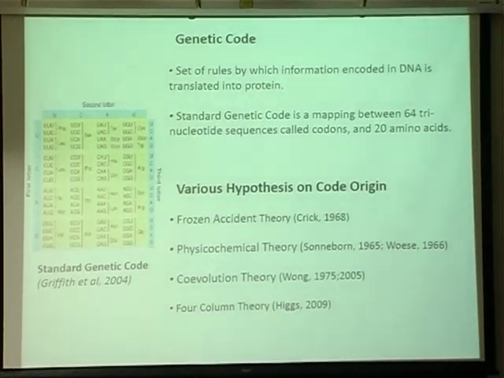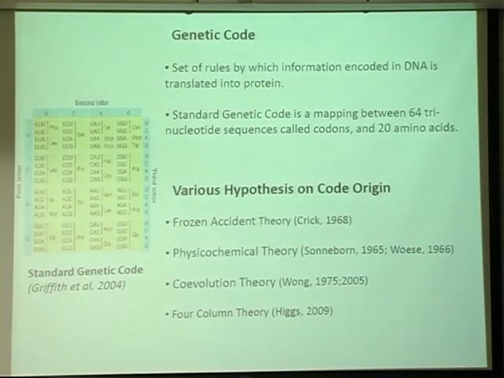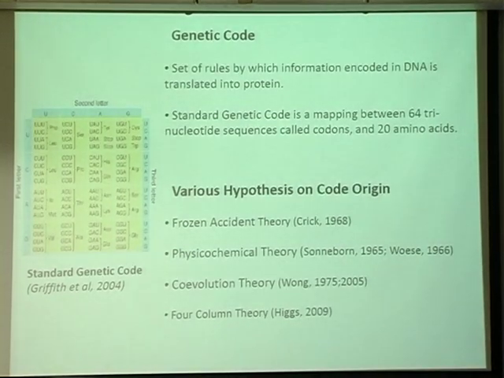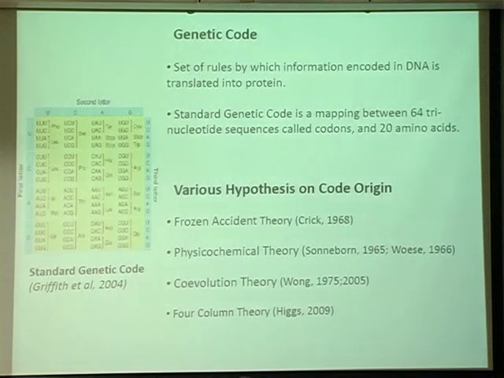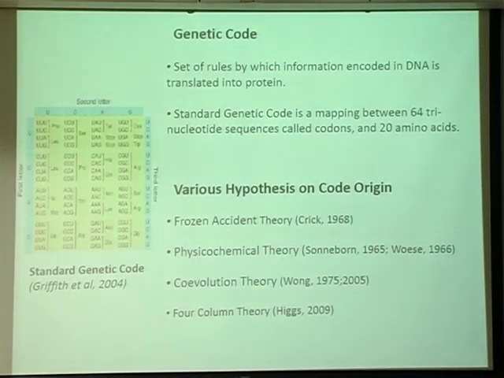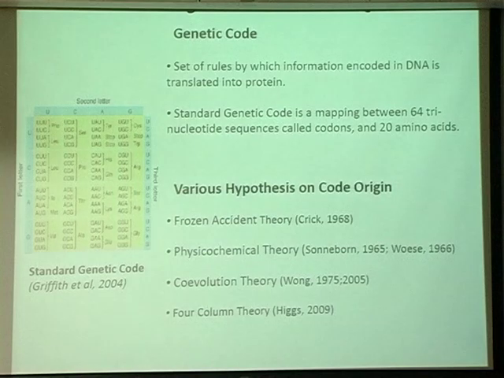So as we all know, the genetic code is a set of rules by which information in the genome is translated into proteins, and I have shown here the standard genetic code. It's a mapping between 64 codons and 20 amino acids, and there are 3 stop signals, and various hypotheses have been proposed to explain the origin of the standard genetic code. One is the frozen accident theory given by Crick, which says that the standard code was just an accident, and it requires no explanation.